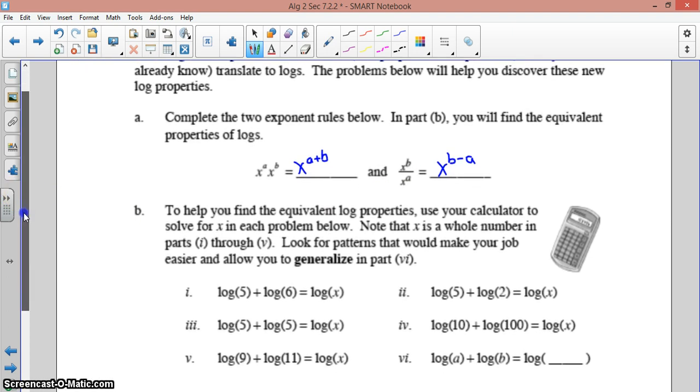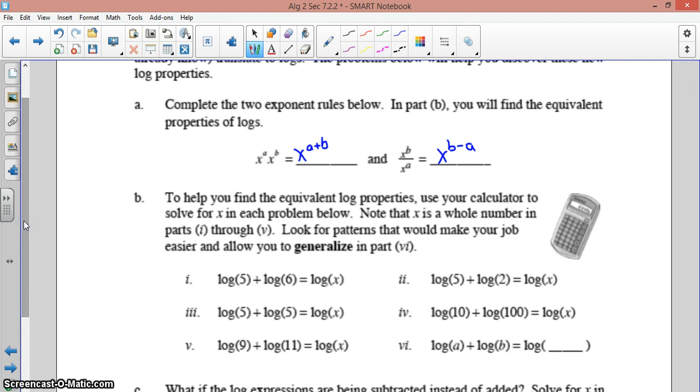Now we're going to look at some of these logs down here and what properties occur from them. You will need a calculator, so please get your calculator out. Below, what we're trying to do is log of 5 plus log of 6 and see how we can simplify that. If you type log of 5 into your calculator, you roughly get 0.699. That's just by typing log of 5 in the calculator.